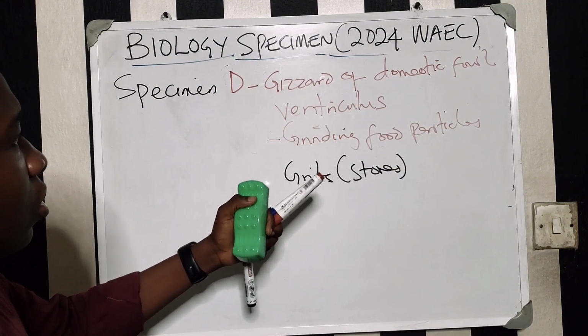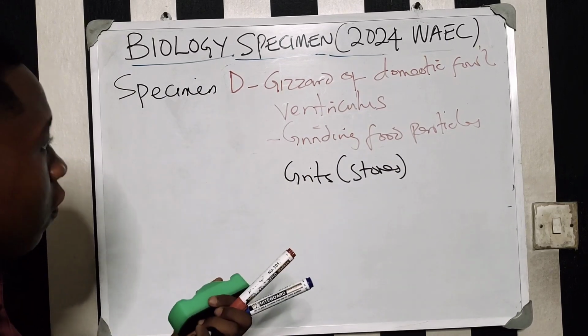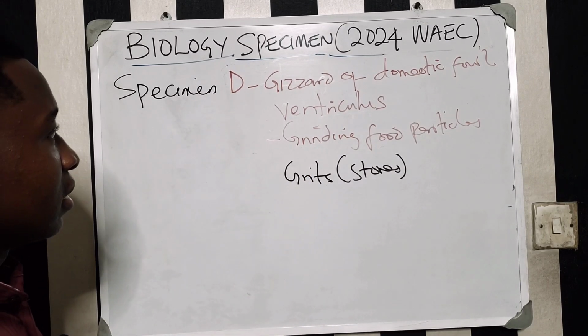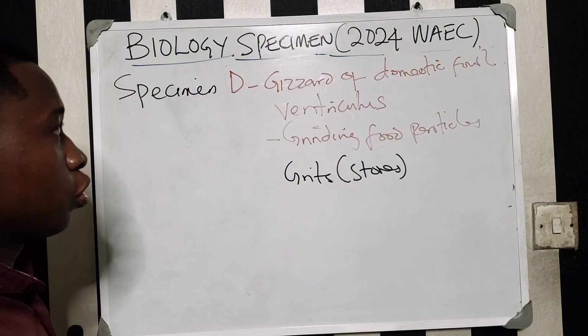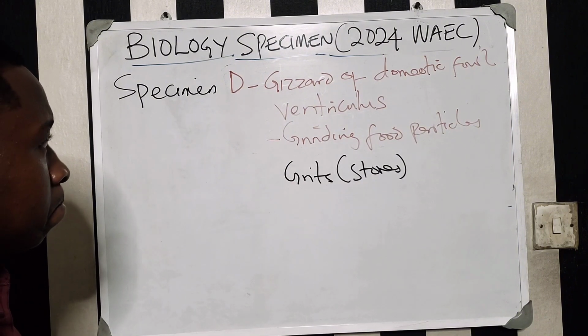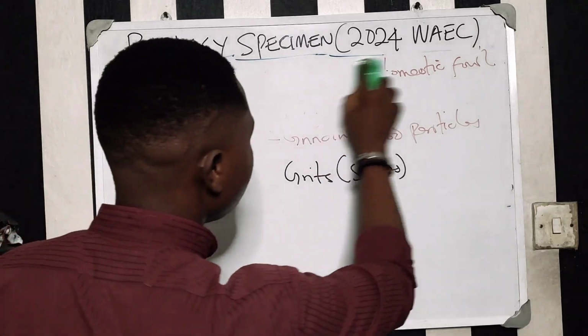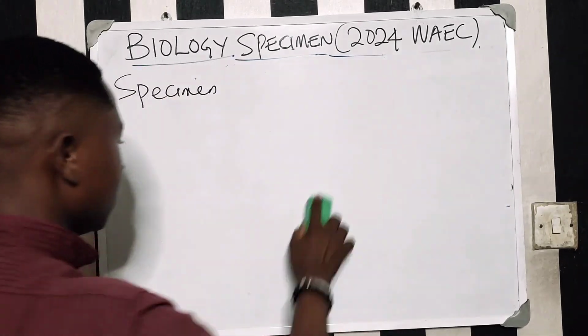I think that's all you should know for the gizzard. In case you are asked, just know the functions of these specimens. All right, so let's move over to specimen E because of time.